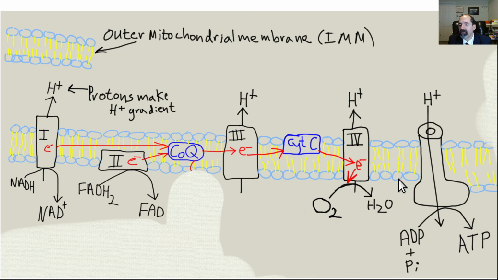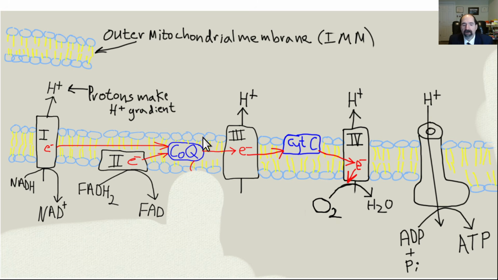And when they come through this protein right here, this is called ATP synthase. They come through with such force that it provides energy that can add this phosphate onto ADP to make ATP. And ATP is the energy currency of the cell. Again, it's like a $20 bill of cash. So this is how electron transport works.